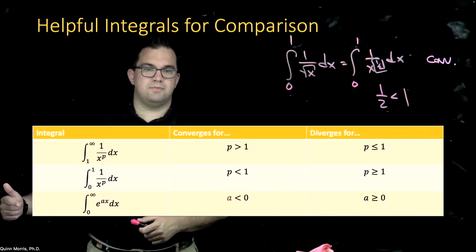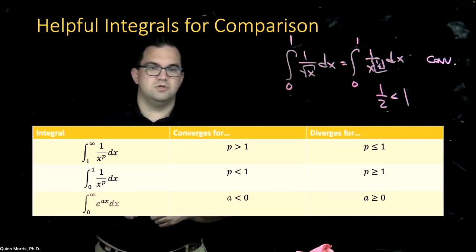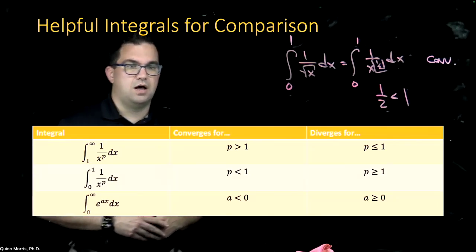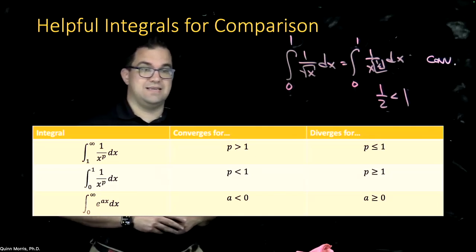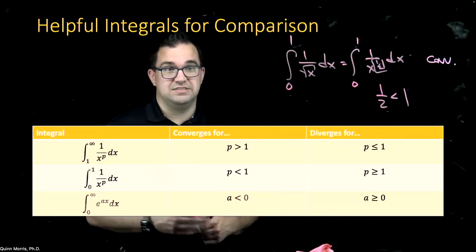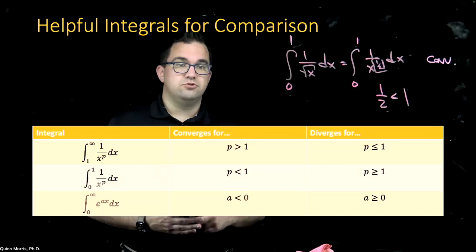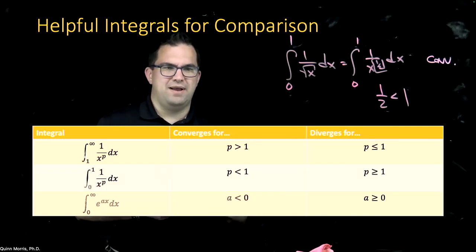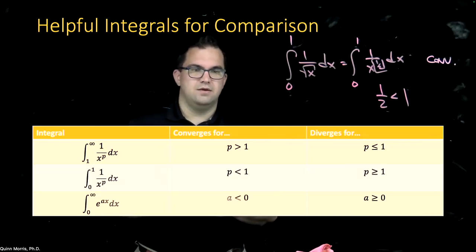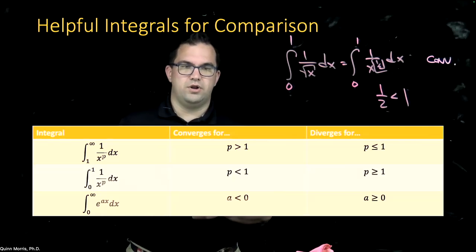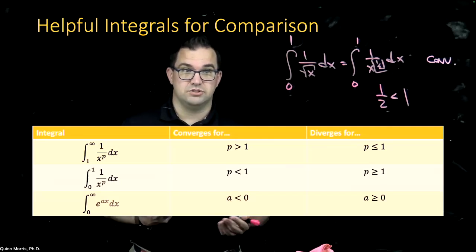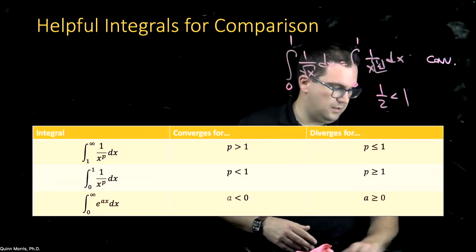The other one that can be handy from time to time is the one in the last row. If you have the integral from 0 to infinity of e to the ax dx, that will converge if your a is negative, and it will diverge if your a is positive or if it's 0. So these are all really helpful integrals to have for comparison. It saves you time. Anytime you're doing a problem, you could, for example, say, I have the integral from 0 to 1 of 1 over x to the 5th. Since 5 is greater than or equal to 1, I know that diverges. You can just use these facts moving forward.